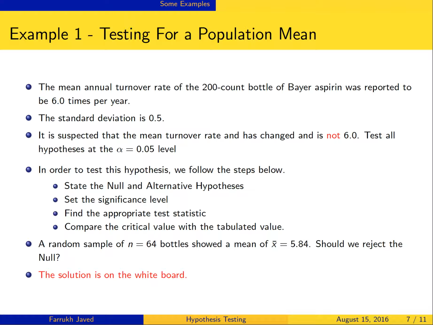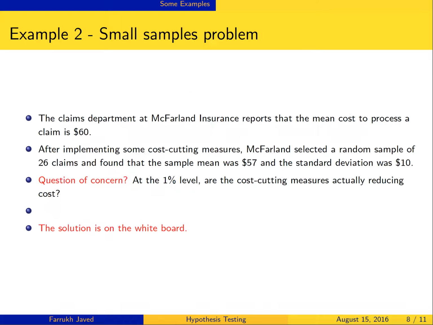Sometimes we do have information about a small sample. Say a random sample of n equals 64 bottles showed a mean of x bar equals 5.84. Should we reject the null or not? So now instead of 200 bottles, we have 64 bottles. Instead of looking at the population, we have a sample, and we want to assess the population based on that sample. So we plug in all the values from the sample into our statistic and try to assess our population. Think about this example, and we will be working on it in our meeting session, hopefully.